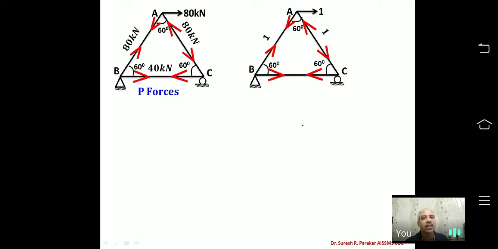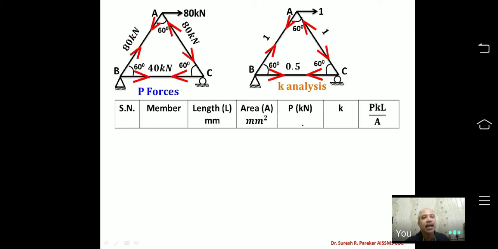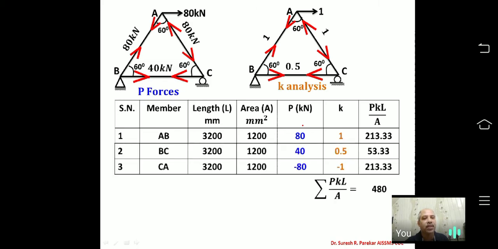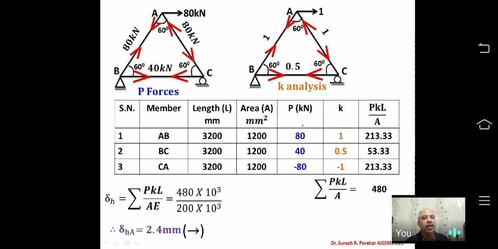Now you can see this. We have these P forces, then we have this K analysis, and we substitute these values in the table. For member AB, we have substituted P, K, length and area; these values for length and A are given. Similarly for BC, and similarly for CA, which gives me summation PKL upon A as 480. If we put it in, we get this value as 2.4 millimeter.